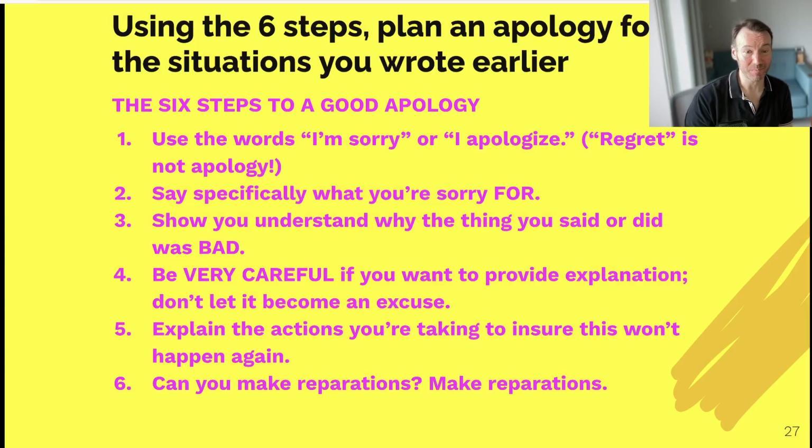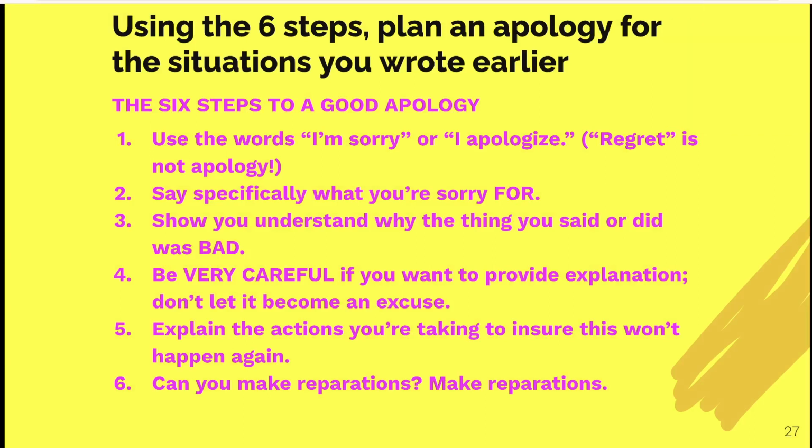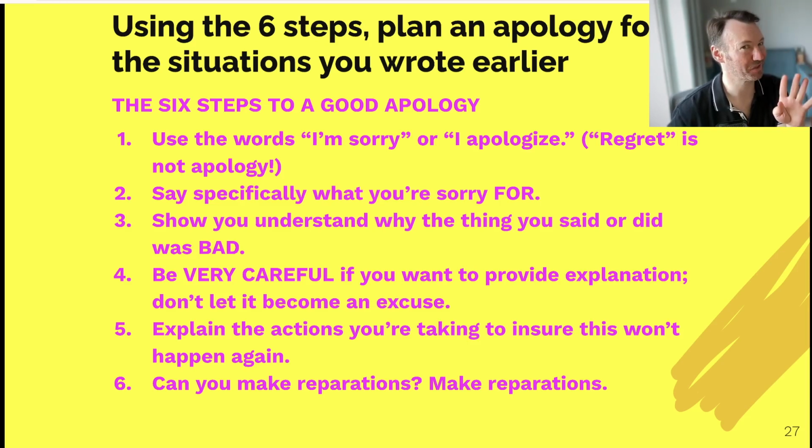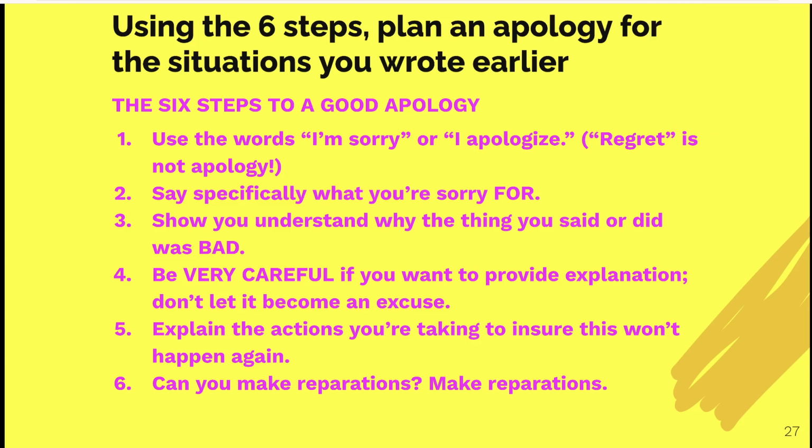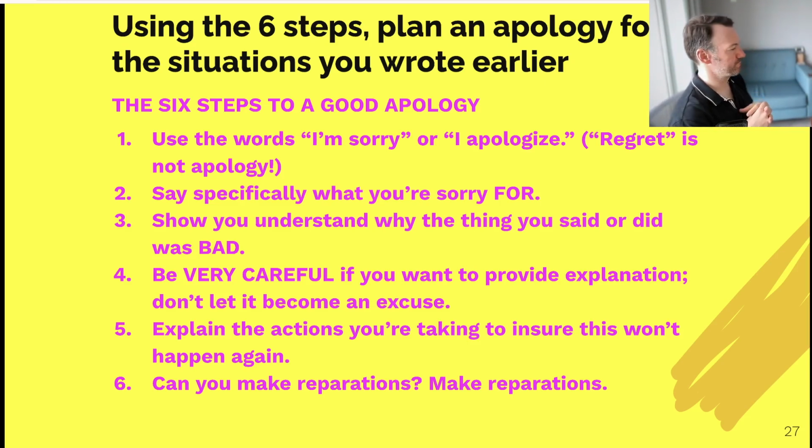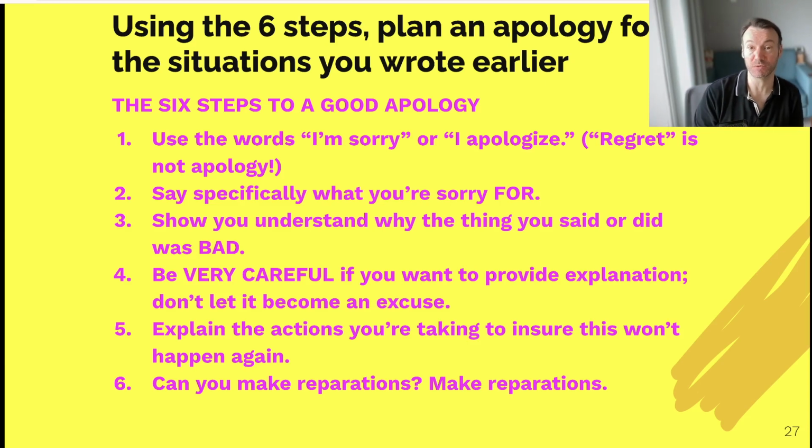So in that case, the 6 steps for making a good apology. Using the words, I'm sorry, I apologize. Not regret, but sorry or apologize. Say specifically what for. Show you understand why the thing you said or did is very bad. Number 4, again, be very, very careful. You can provide an explanation, but it's very easy to drift into excuse territory, giving some distance between you and the actions. Explain the actions you're taking to ensure that it won't happen again. And can you make reparations? Is there something you can do, say, or behave that in some way can make up for the actions that you took?